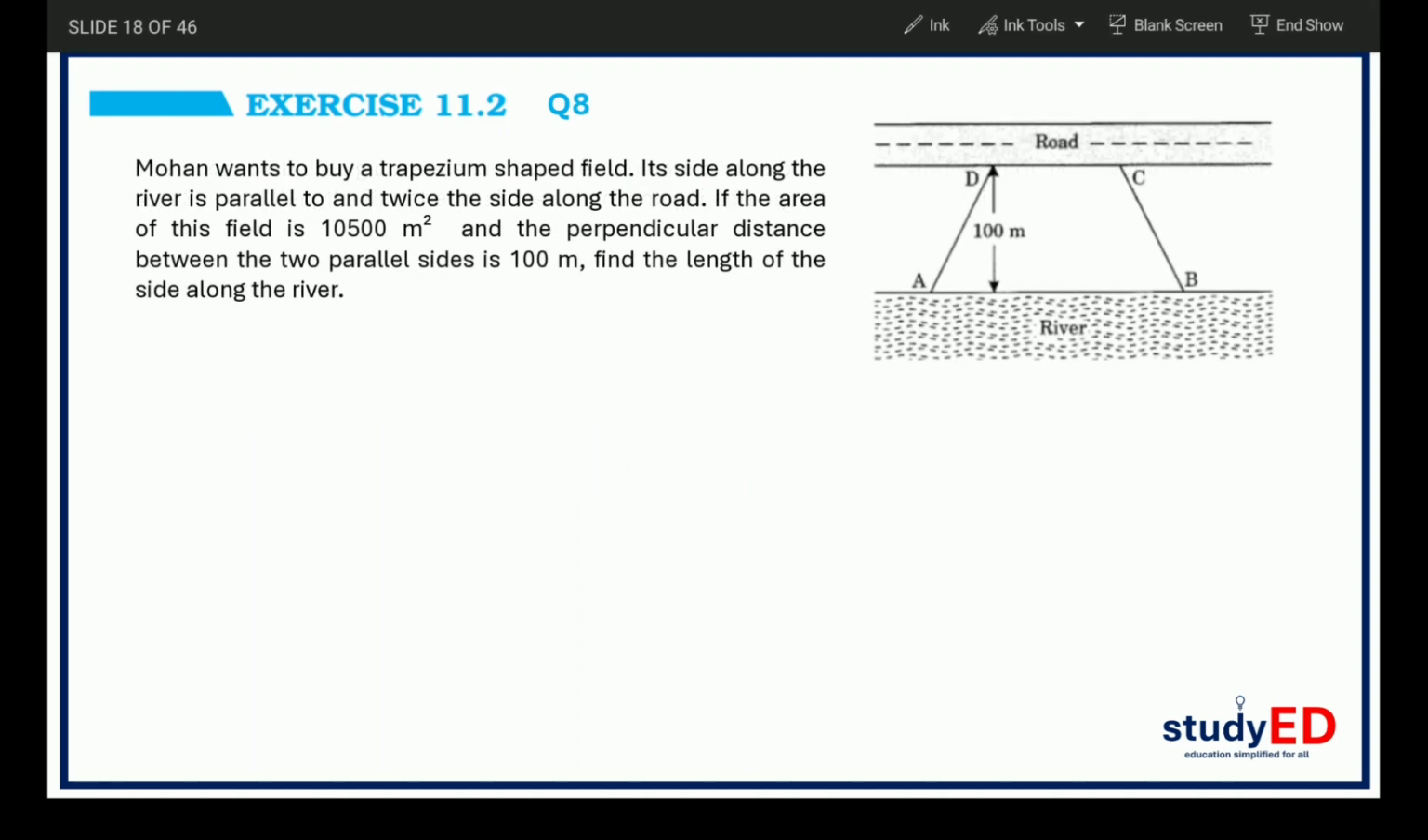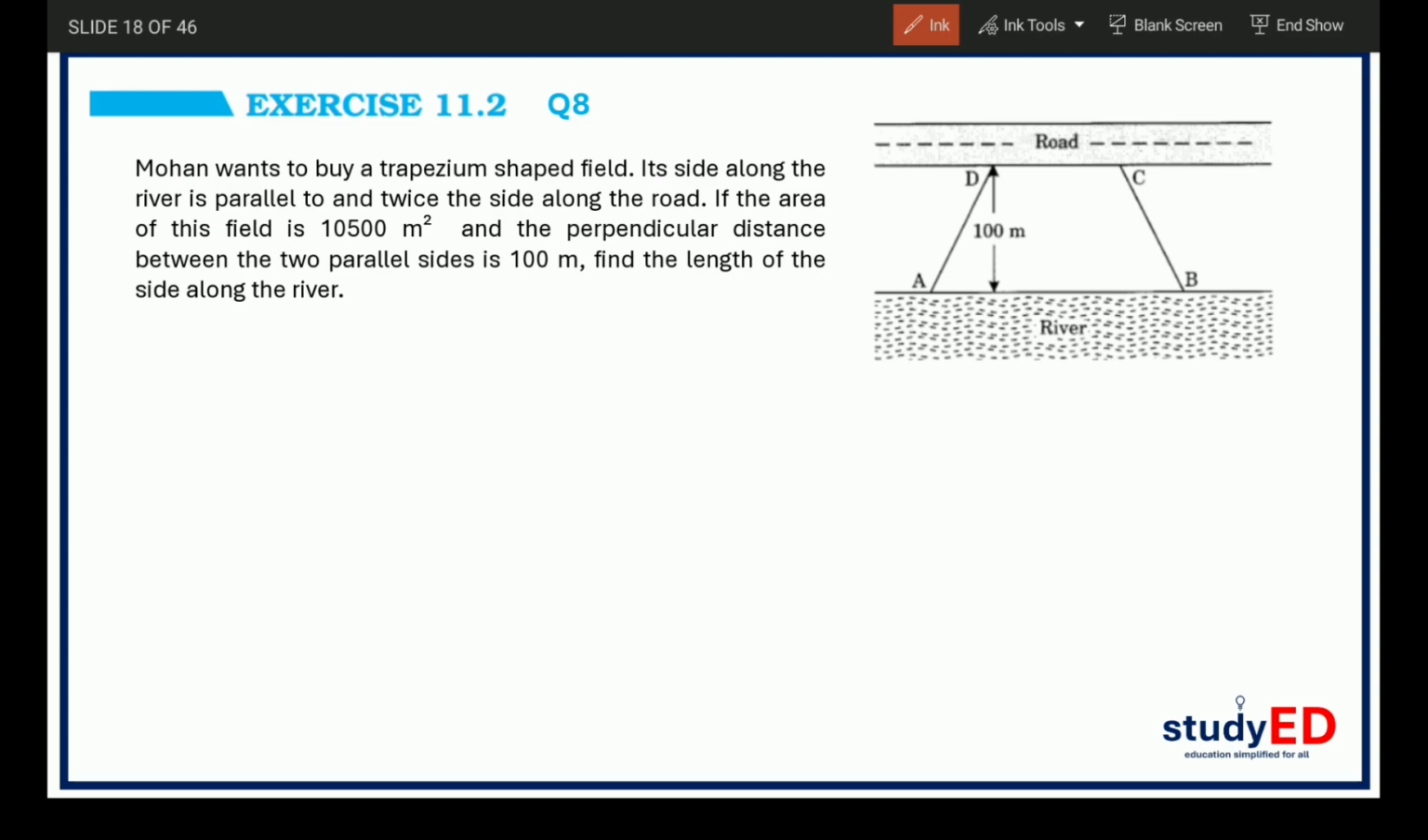Mohan wants to buy a trapezium shaped field. Its side along the river is parallel to and twice the side along the road. The area of this field is 10,500 meters square and the perpendicular distance between two parallel sides is 100 meters. Find the length of the side along the river. Alright, this is going to be very easy.